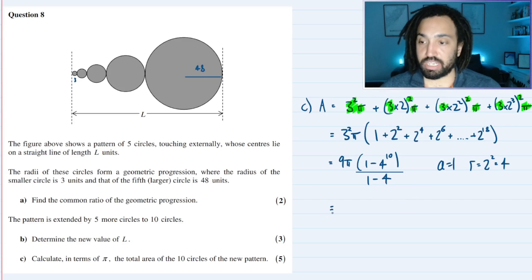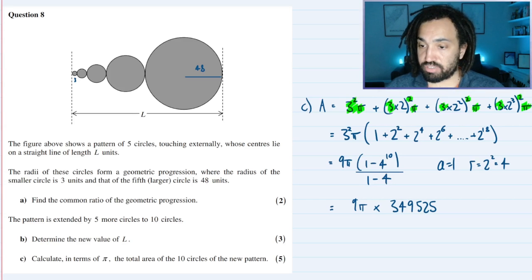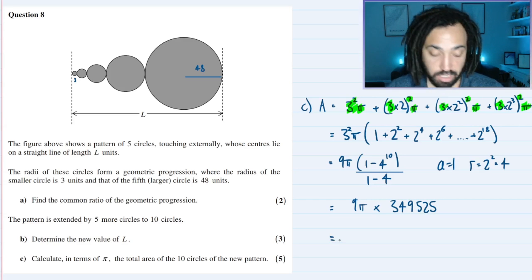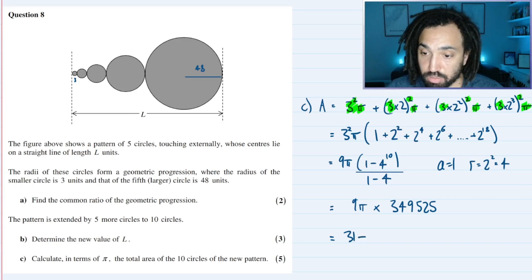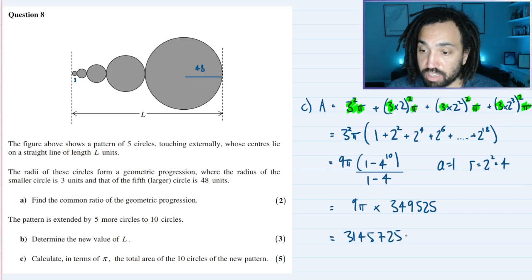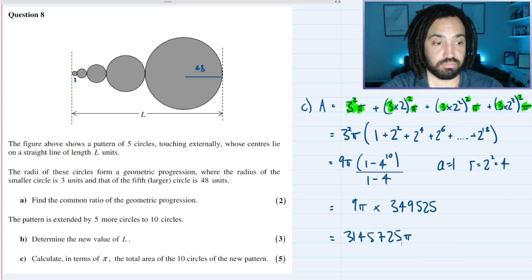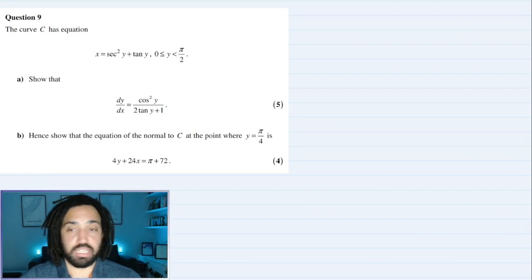Okay, perfect. So again, that can go into our calculator. Okay, and that summation gives us this. Then we have to times that by 9 pi as well, and that gives me 3145725 pi. And that was a fantastic question. Okay, next one.